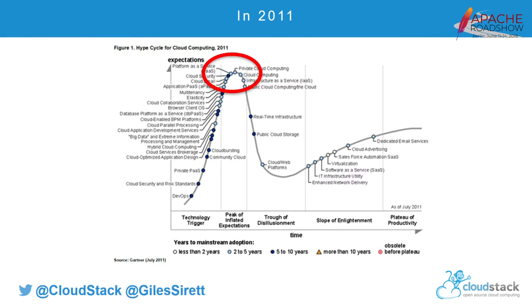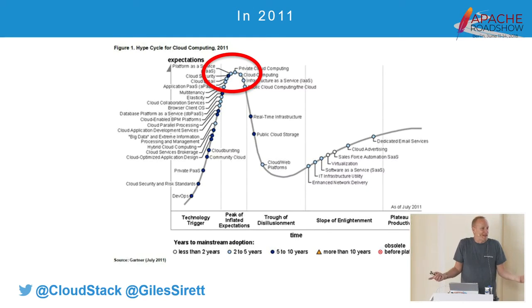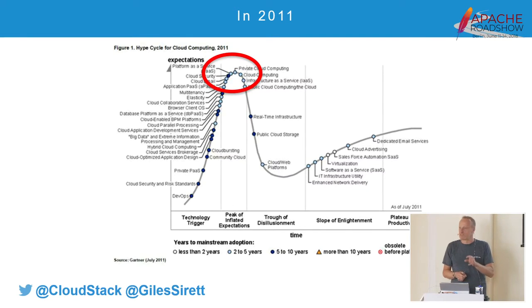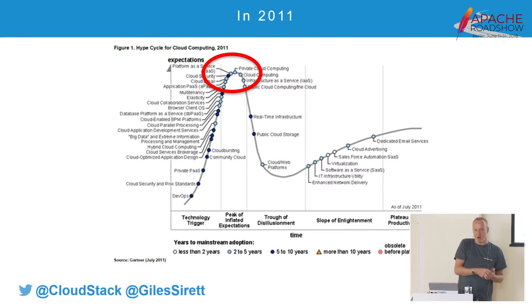If we look at the hype curve back in 2011, Gartner's curve, everything was about private cloud and cloud computing. Every conference was called cloud something else, okay? And that's when CloudStack was emerging through the startup and Citrix and becoming an Apache project around that time.